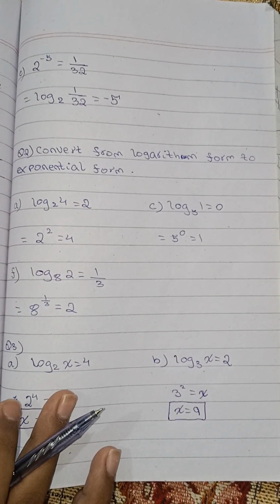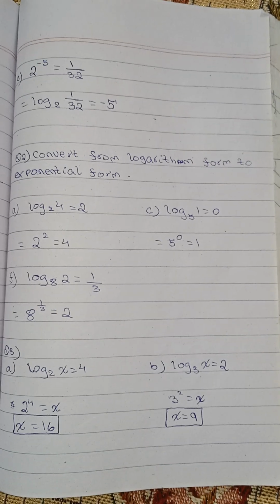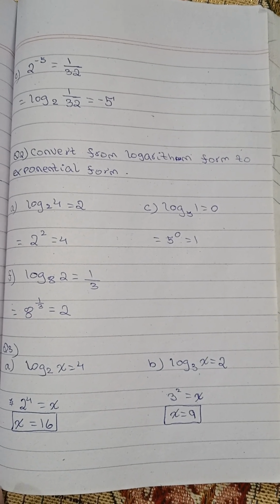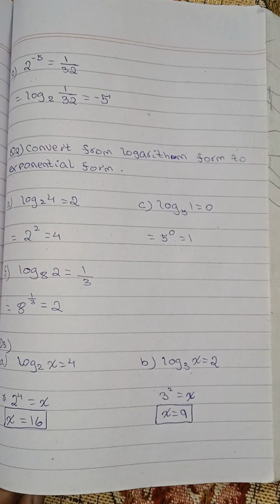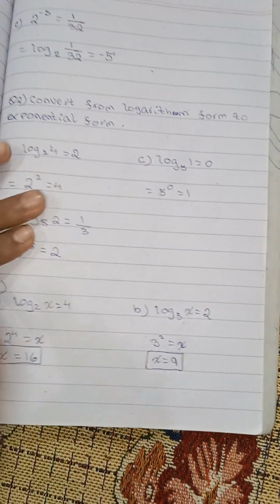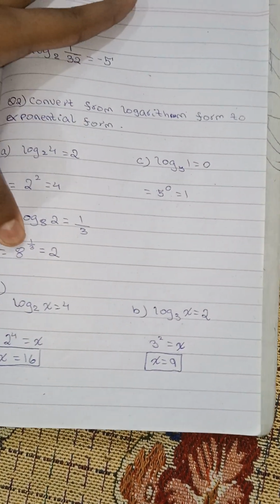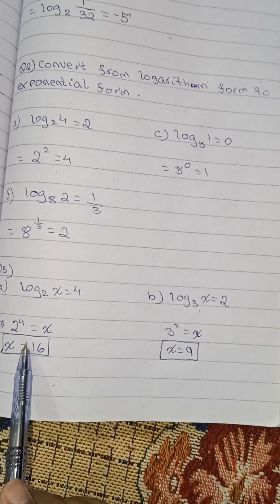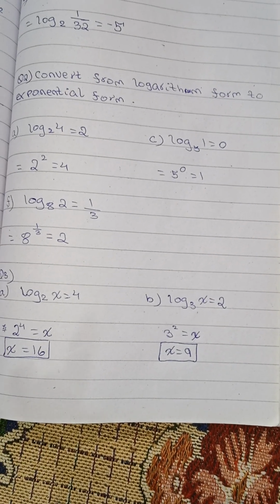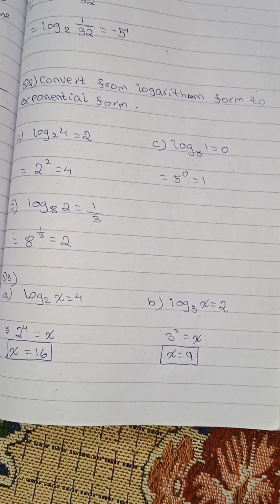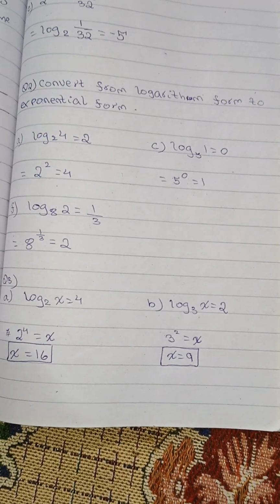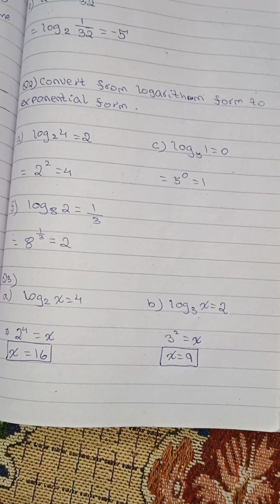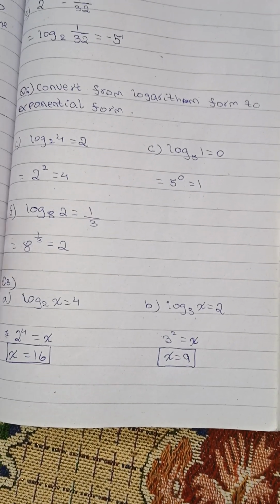I am hoping that you have understood today's class right up till here. If you have any queries, you can ask in the comments. So question number 3 is very similar to question number 2, because we are also converting into exponential form, but we are first converting into exponential form and then solving for the variable or the unknown value, which is x or any other letter.